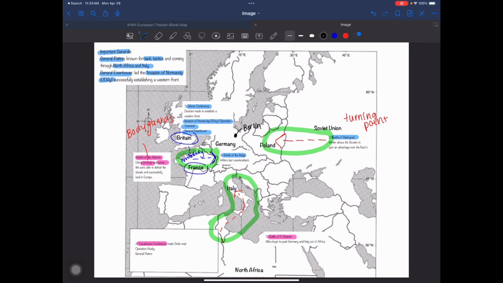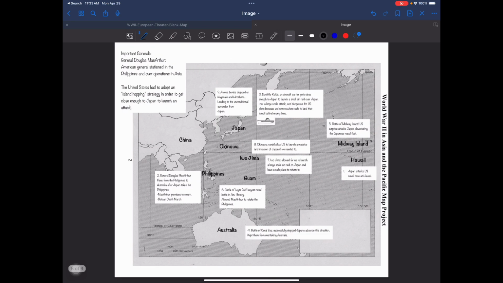And after that surrender, this is where we get VE Day, the victory in Europe. But the war isn't over, because we have the Pacific Theater still going on. So, some important battles in the Pacific Theater.